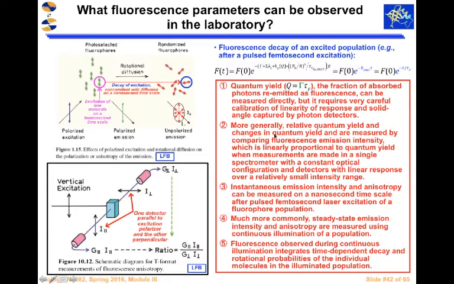Relative quantum yield and changes in quantum yield are measured by comparing fluorescence emission intensity, which is linearly proportional to quantum yield when measurements are made under the simple conditions in which we make measurements. I'll go through these caveats very quickly later on. For the moment, they don't even matter. The bottom line is fluorescence intensity measurements, as they're typically done, simply give you a quantity proportional to quantum yield.